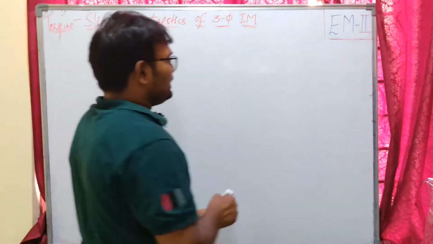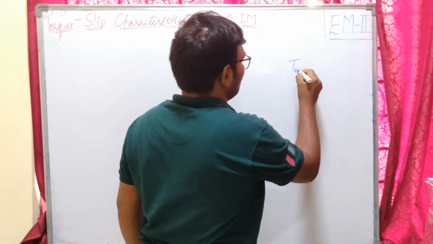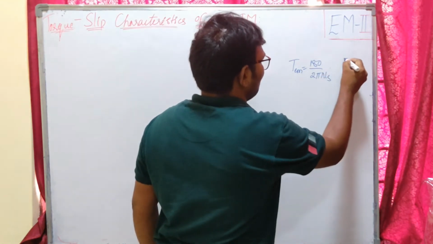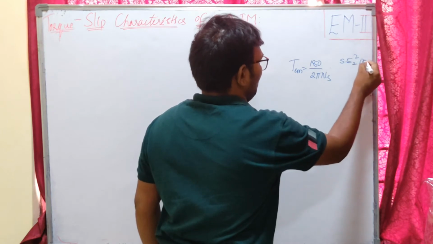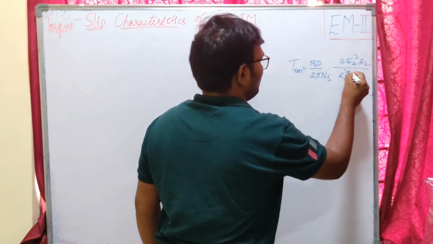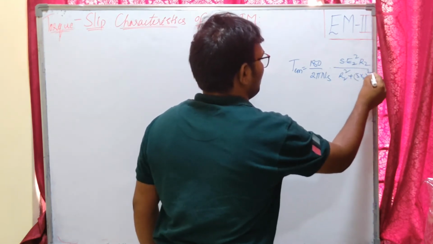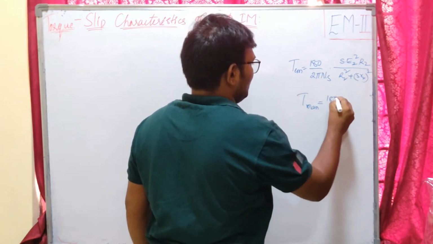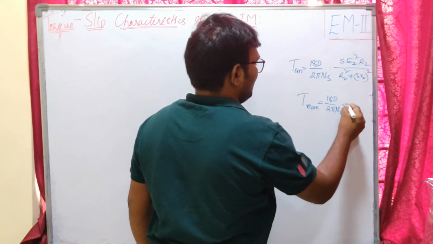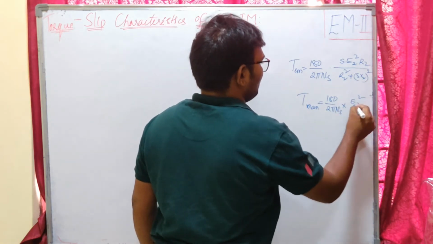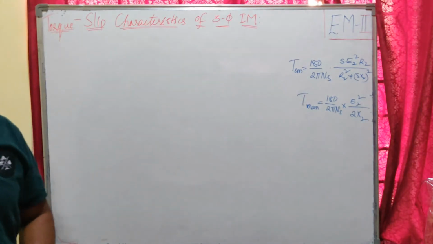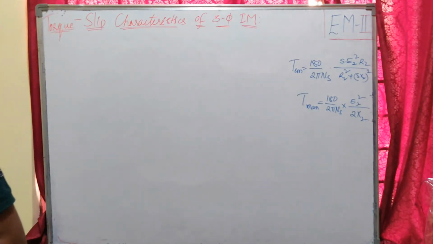So I am writing the torque expression here, which is 180 by 2 pi Ns into s times E2 square R2 by R2 square plus (s X2) whole square. This is my torque equation. I am also going to write the maximum torque, that is 180 by 2 pi Ns into E2 square by 2 X2. So these are my torque equations, right?